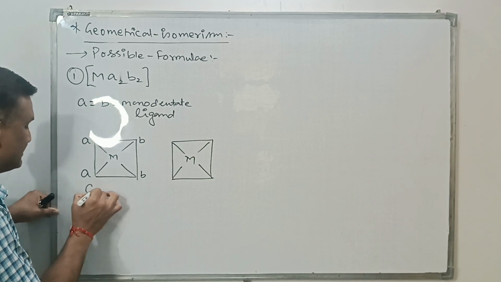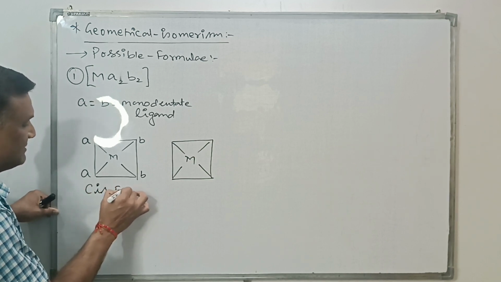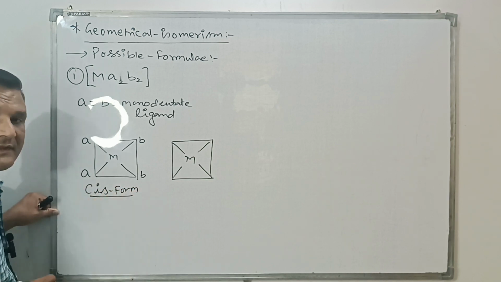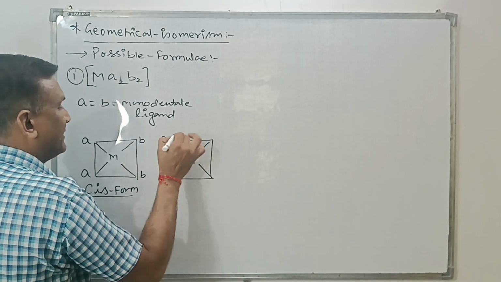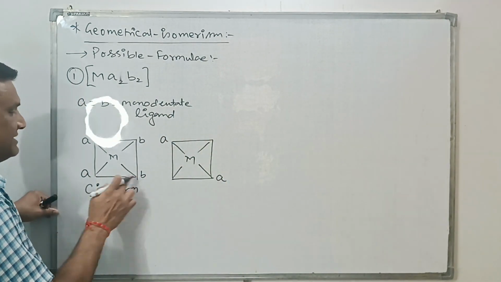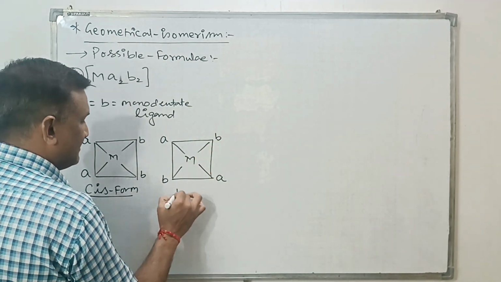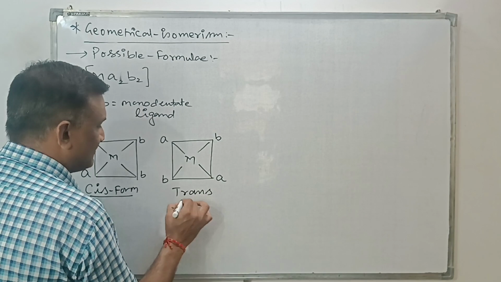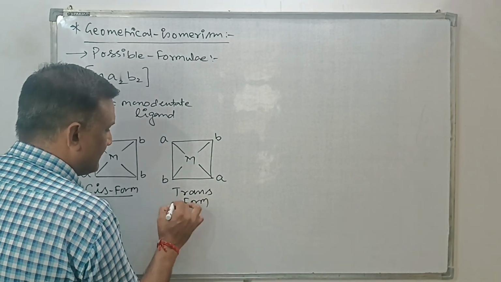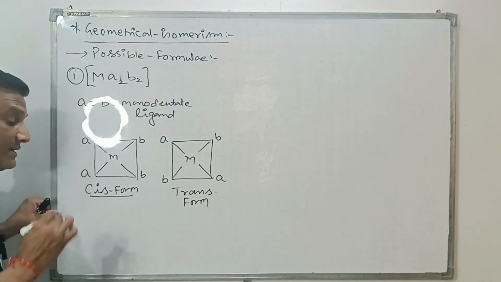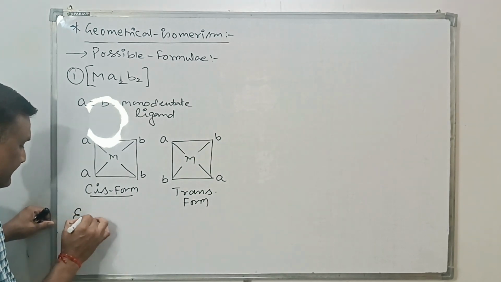So this is called the cis form. If we go with the angle of 180 degrees, if this A is over here and B is over here like this, then this is called the trans form. Cis and trans.